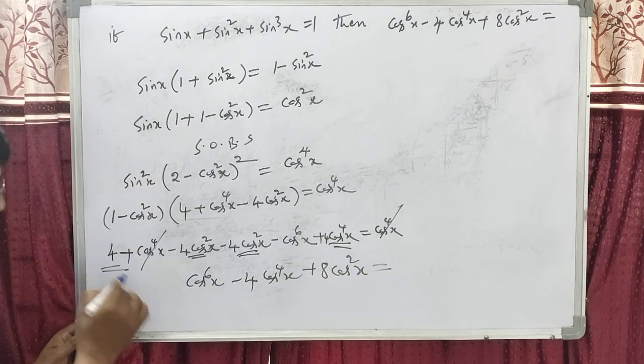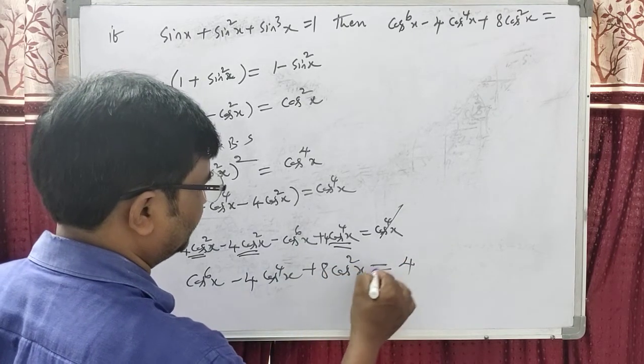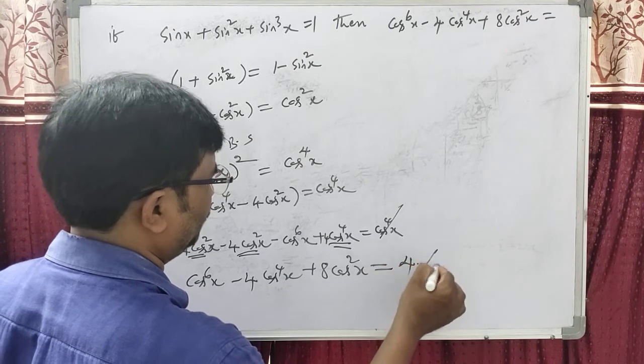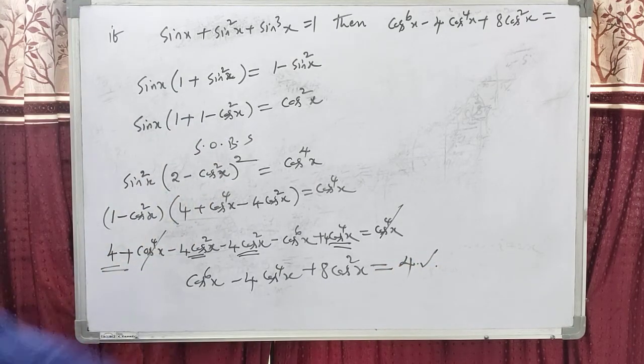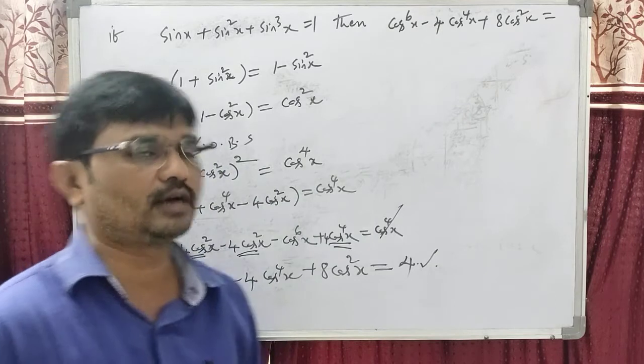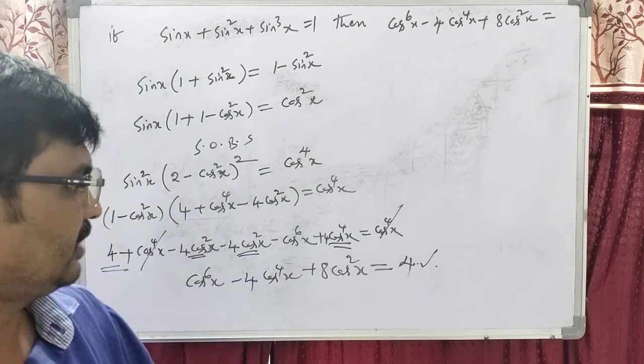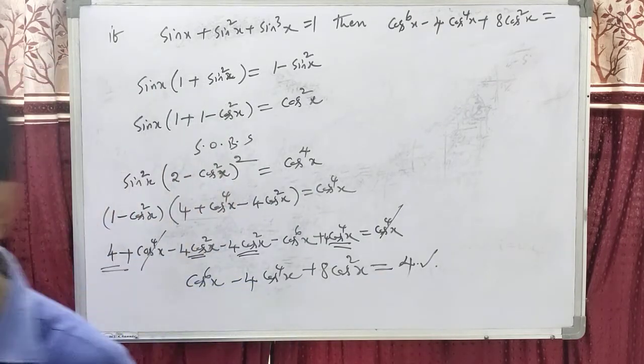What is remaining, students? Only 4 is remaining. This is the numerical value. Cos power 6x minus 4 cos power 4x plus 8 cos square x is 4. Write down, students.